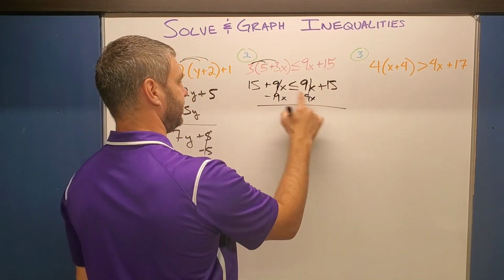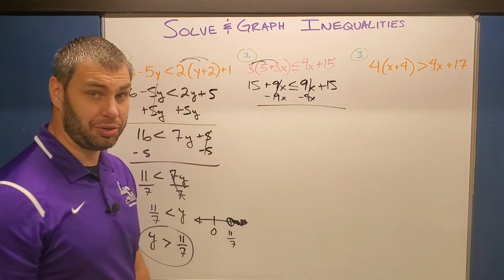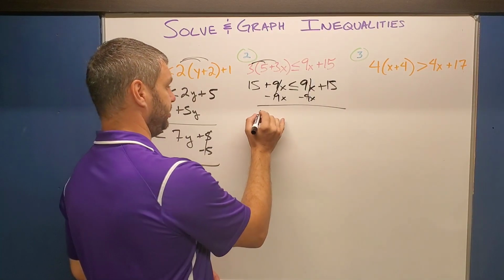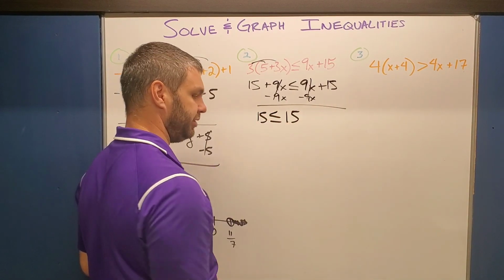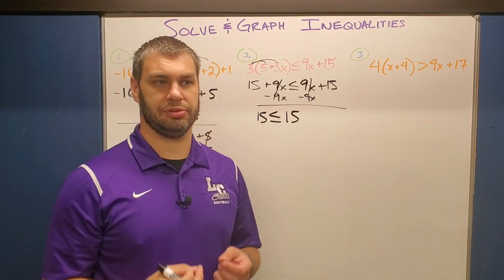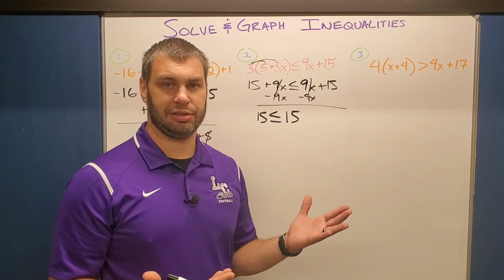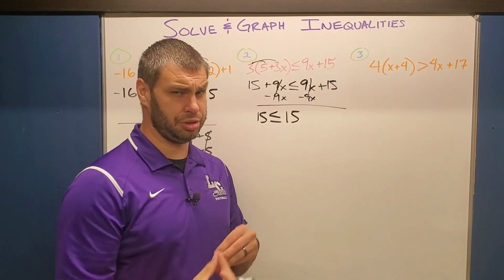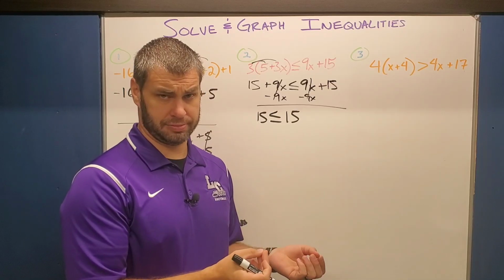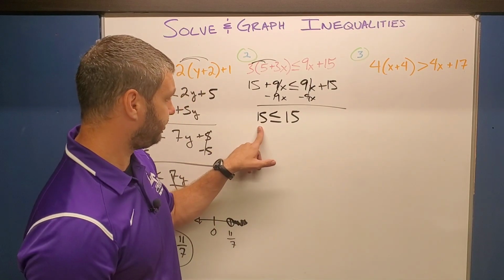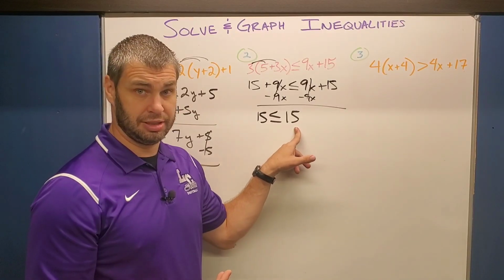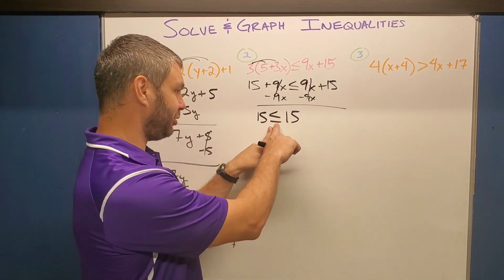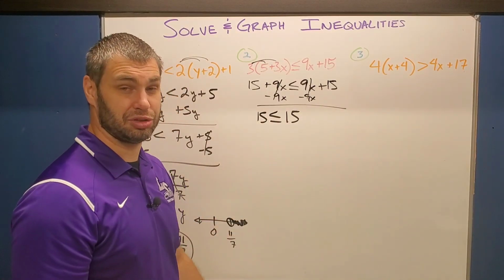And in both cases, they are positive, so if I subtract 9x, they both cancel. Which leaves me with 15 being less than or equal to 15. Now, when your variables disappear like this, you have to ask yourself, is what's left true or is it false? So let's look at it. In this case, 15, is that less than or equal to 15? Well, yeah, 15 is equal to 15, and so therefore that is true.